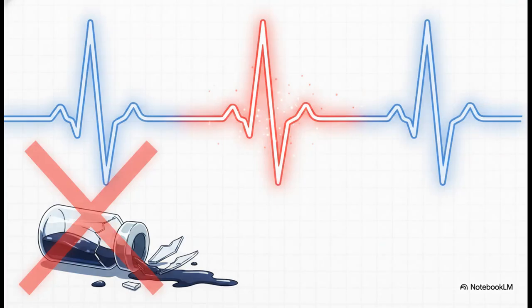Beyond just the width, you want to look for a rightward axis shift of the terminal 40 milliseconds. This shows up as a prominent R wave in lead aVR greater than 3 millimeters, which is a classic hallmark of severe sodium channel blockade. You'll also likely see QTc prolongation thanks to potassium channel blockade.